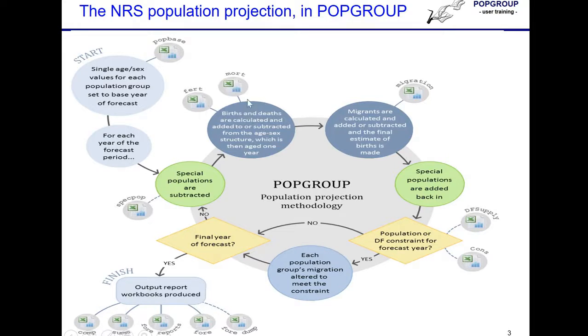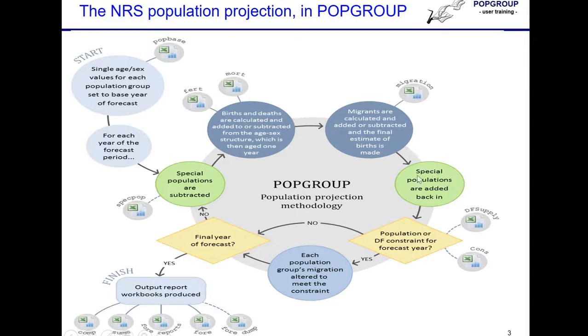We then need to estimate births and deaths, and we do this using two Excel files, usually called FERT and MORT. These are used to estimate births and deaths, which are added to or subtracted from the age sex structure of our base population, which is also aged on by 1 year. We can calculate migration both in and out using a set of migration Excel files, which we add or subtract from our population base.